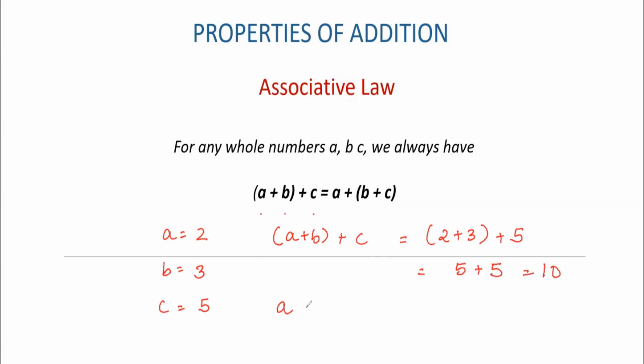Now, when we do the other way around, by adding B plus C together first, we get the same answer. Let's see that. 2 plus the bracket of 3 plus 5. 3 plus 5 is 8 and 2 plus 8 is 10. We get the same answer. So the answer does not change when we add the first two whole numbers together and then add the third, or we add the second and the third together and then add the first whole number. So this is the associative law, which is (A plus B) plus C is equal to A plus (B plus C).